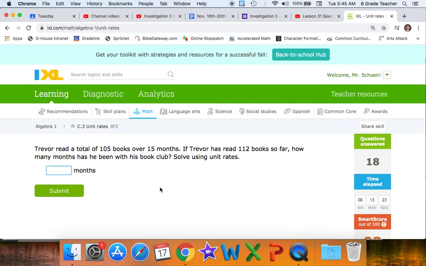Here, Trevor read a total of 105 books over 15 months. If Trevor has read 112 books so far, how many months has he been with his book club? Solve by using unit rates. So this one's set up in a little different way. We're still going to go about solving that unit rate to start. 105 books in 15 months, so 105 divided by 15. That means he reads 7 books per month. So you take 112, divide by 7, and you're going to find that he's been with the book club for 16 months. Okay?